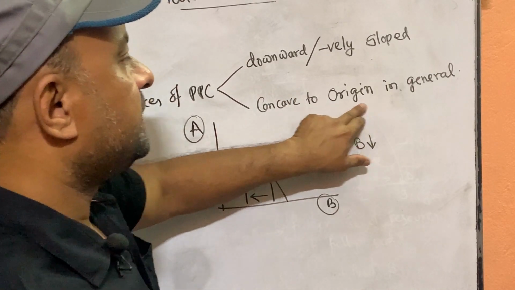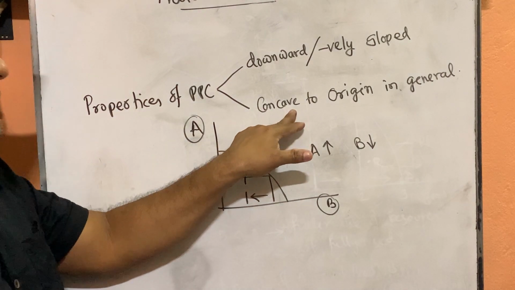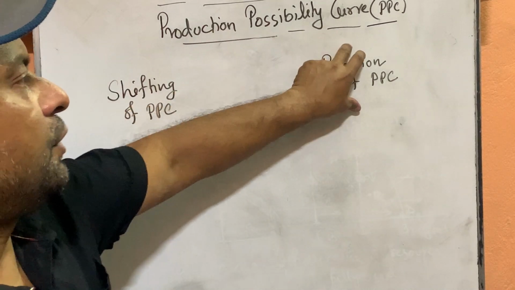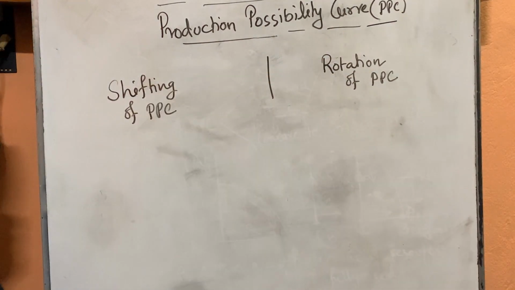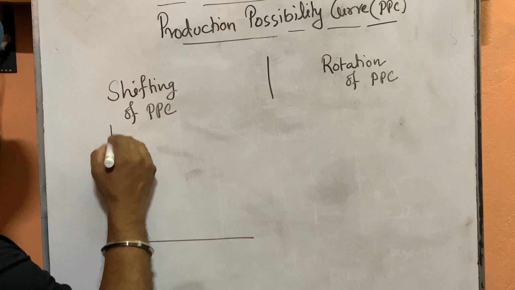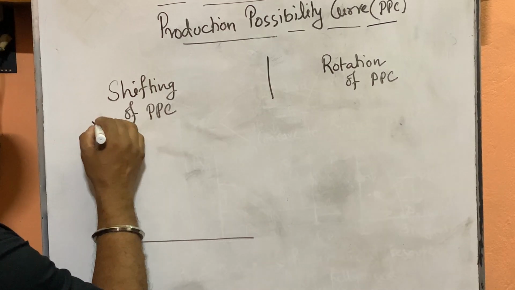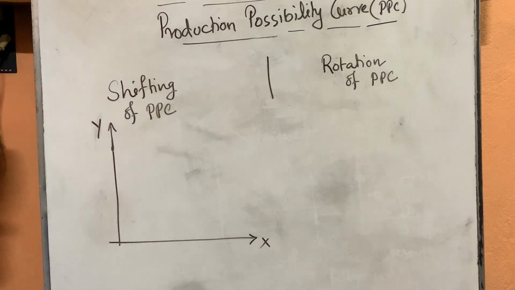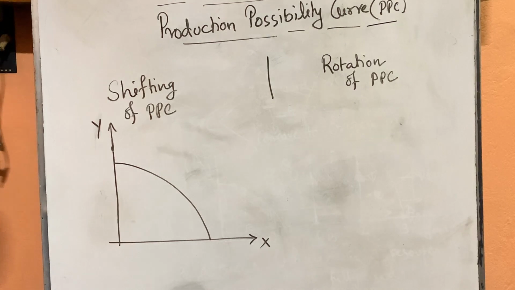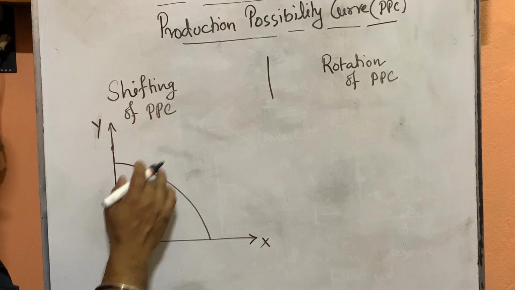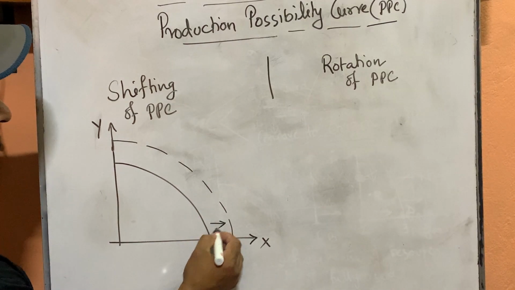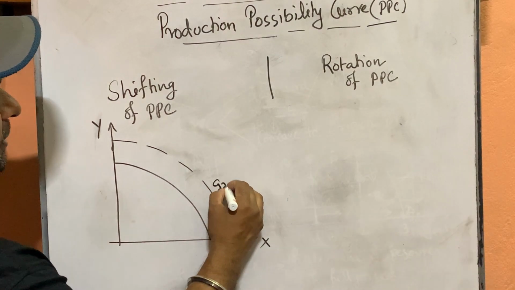Another one is PPC is generally concave to the origin. PPC may be convex also, or a straight line also. How? We are coming to that later. Next topic is shifting of PPC and rotation of PPC. Shifting means when PPC shifts rightward or leftward. Y-axis, x-axis. Okay, now this is our normal PPC. PPC shifts either rightward or leftward. This is shifting of PPC. PPC shifts rightward when there is growth of resources.